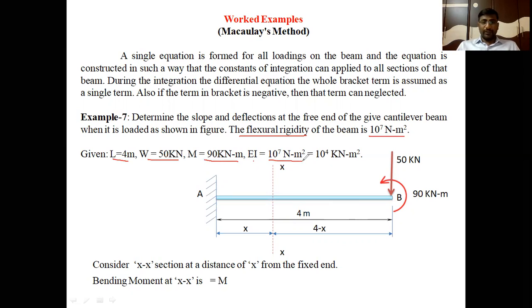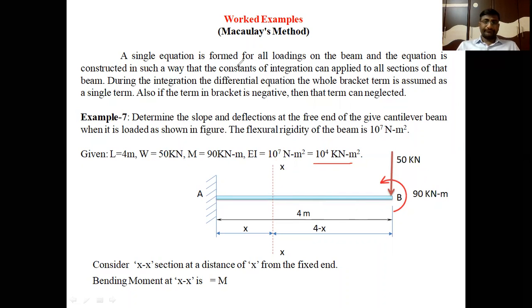If we convert this into kilonewton meter square, why? Because the loads given in the problem are in kilonewtons. So you have to convert the newtons into kilonewtons, then only we can substitute in the expressions. Upon conversion, newtons is converted into kilonewtons, then we can write it as 10 to the power of 7 into 10 to the power of minus 3 kilonewtons, or 10 to the power of 7 by 1000 kilonewtons. So that means 10 to the power of 4 kilonewton meter square. This is the EI value, flexural rigidity value for the given beam.